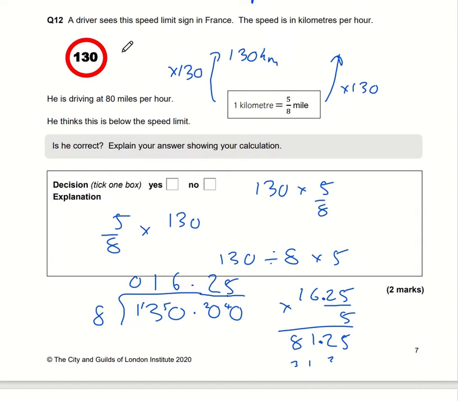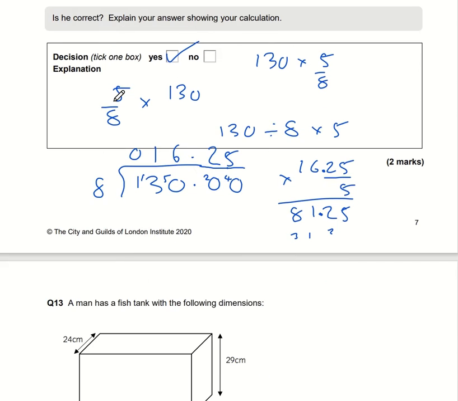So 130 kilometers per hour is the same as 81.25 miles per hour. He's driving at 80. He thinks he's below the speed limit. Is he correct? Yes, he is, because the speed limit is 81.25, which is greater than the speed he's driving at. Quite a tricky one, that one.